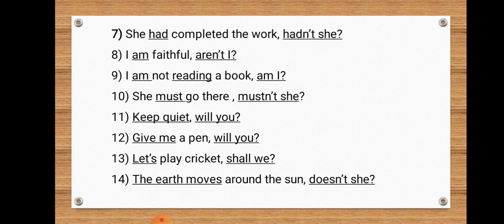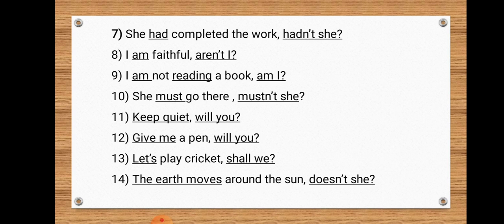"I am not reading a book." Here it is a negative sentence, so "am I?" "She must go there." "Mustn't she?" "Keep quiet." This is an order, so "will you?" "Give me a pen." "Will you?" "Let us play cricket." "Shall we?" If the sentence begins with let, then you have to use shall we.